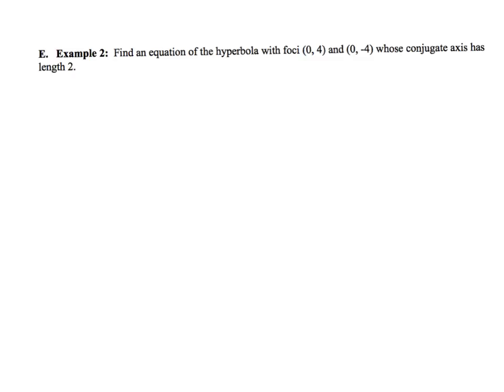Next example, now they give me parts of the shape, and I need to come up with the equation. So they tell me where the foci are, so they're telling me the c value, and they also tell me that the conjugate axis has a length of 2. So from this, like I said, I know what c is. c would have to be 4. And when they talk about the conjugate axis, that's kind of like the minor axis in the ellipse. They're telling me the b value. b is going to be half of that length, so b would equal 1.